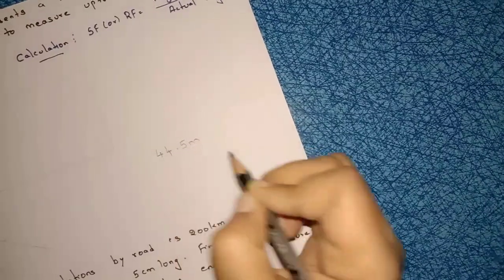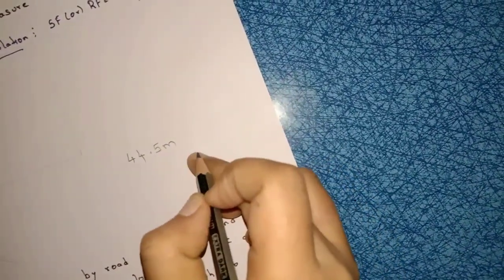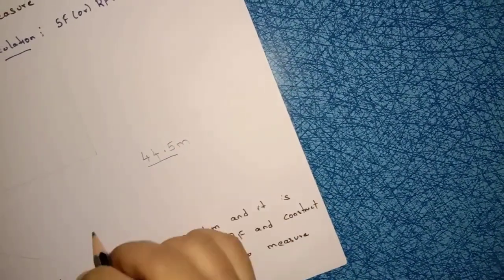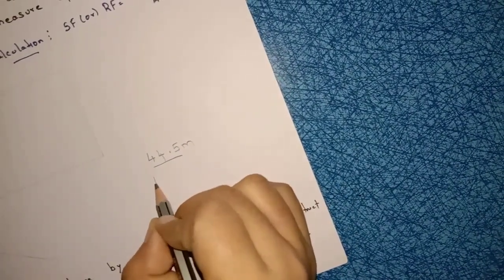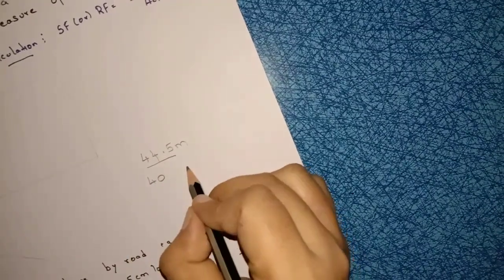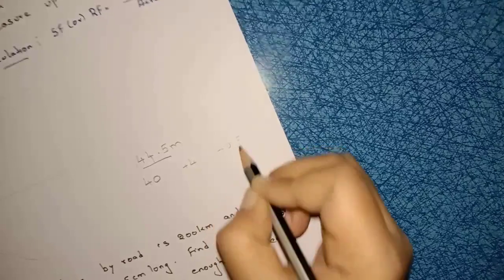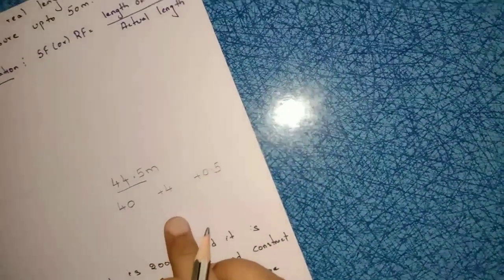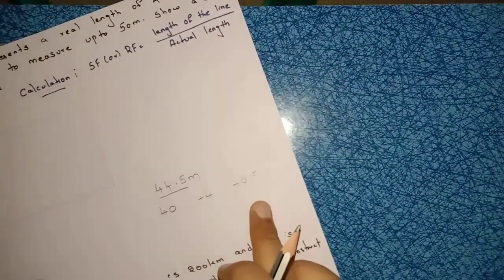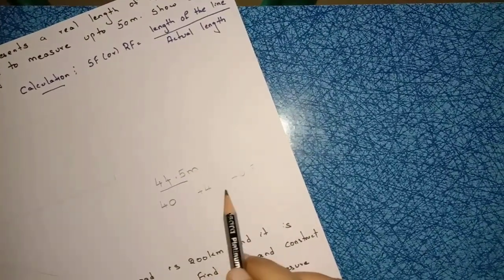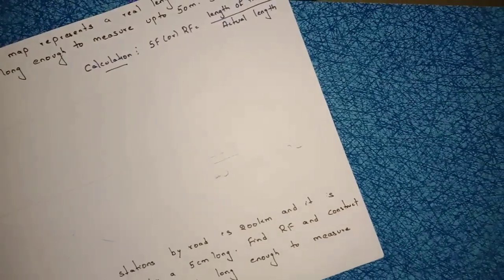44.5 meters. Right? So forget about the units. 44.5. How will you split this 44.5? 40 plus 4 plus 0.5. Yes or no? 40 plus 4, 44. 44 plus 0.5, 44.5. So how many units are there? 1, 2, 3. If 3 units are there, you have to draw diagonal scales.